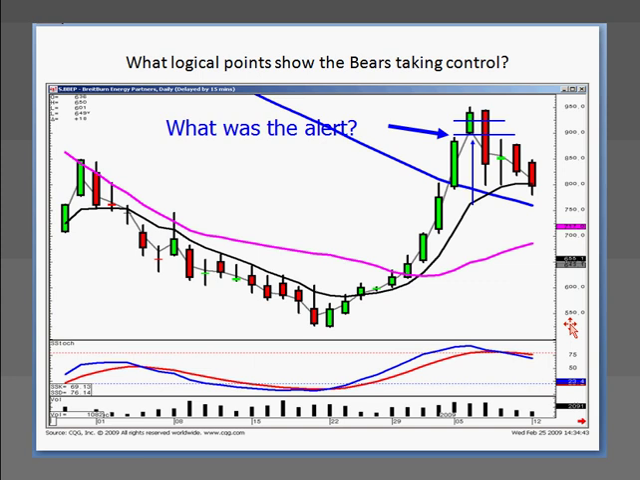What do the two blue lines represent? The two blue lines, this is the 50-day moving average. These lines down here are the stochastics.